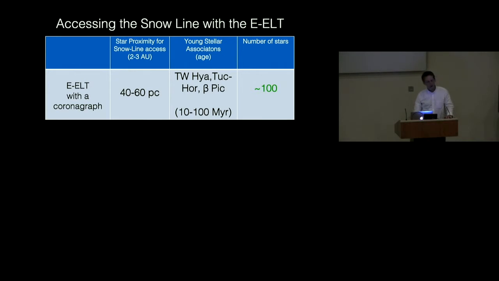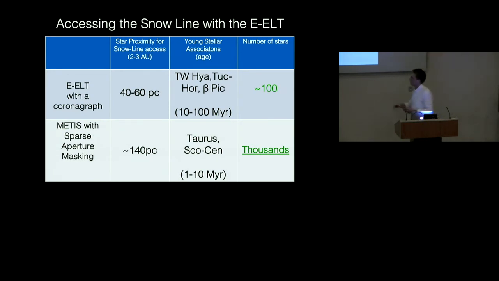young stars. But if we were to include sparse aperture masking on METIS, we would be able to achieve the same angular resolution, but at a much greater search volume. What we find is that this allows us to go out to 140 parsecs and still access the snow line where these planets form. And the implications of that are really dramatic, because this allows us to access star-forming regions like Sco-Cen, Scorpius-Centaurus, that I just told you about, and also Taurus, at these extremely young ages of 1 to 10 mega-years. And this has the opportunity of opening up thousands of targets for us.